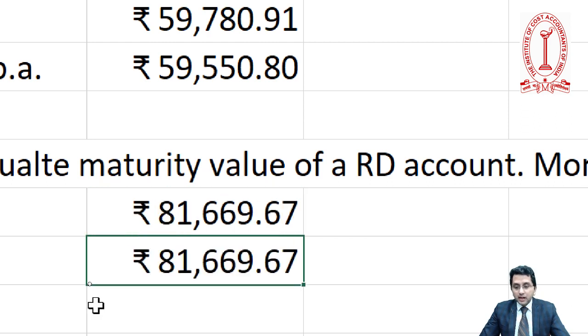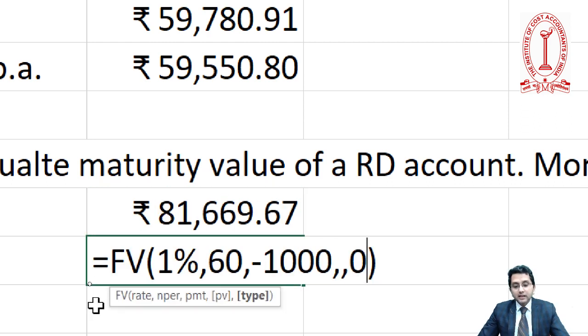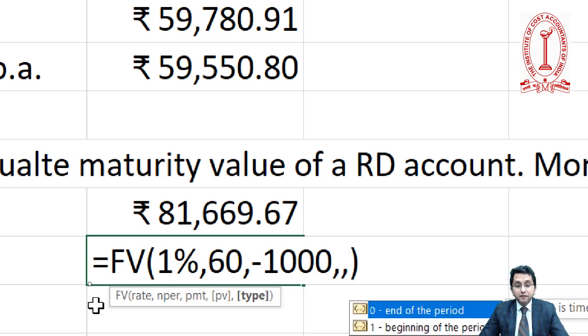Suppose I deposit money at the end of each month. So first month end, second month end, third month end, 60th month end. No, it is first month beginning, second month beginning, third month beginning. If I'm depositing money at the beginning, then more interest will be accrued.